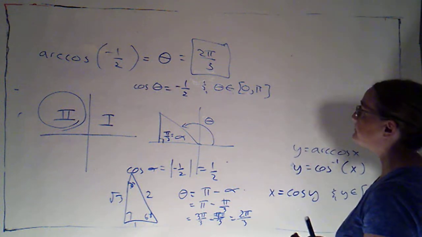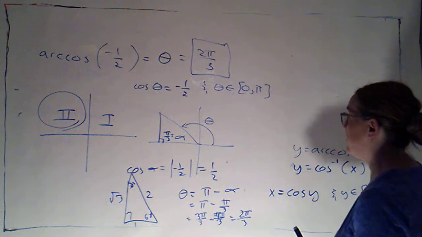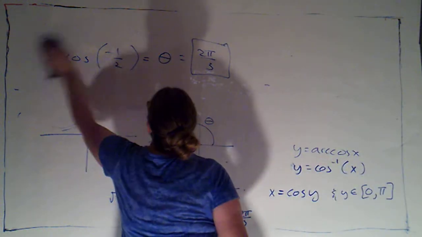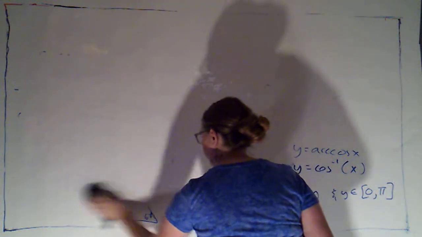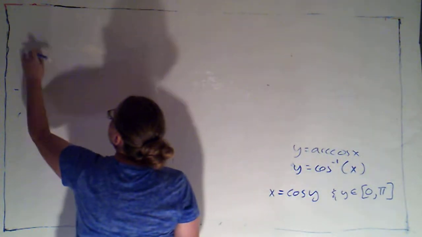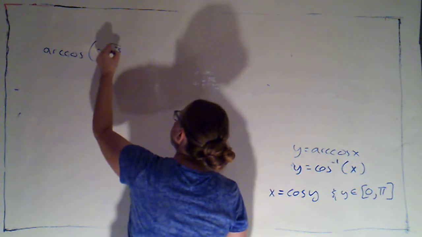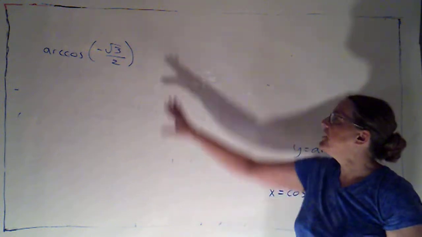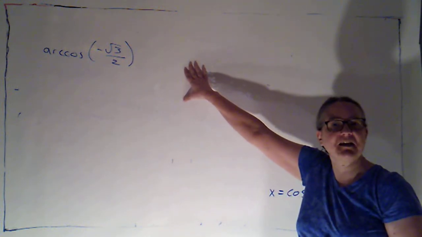Excellent. Okay, I'm going to put another one up, and I'm going to have you folks try and evaluate this one. So let's try arc cosine of negative root 3 over 2. Okay, so pause the video, see if you can evaluate that, then tune back in and we'll check your work.